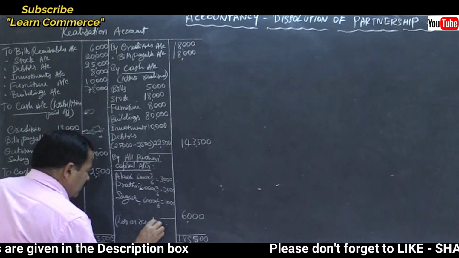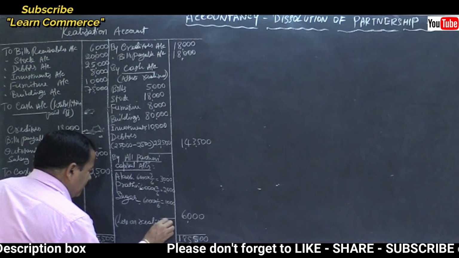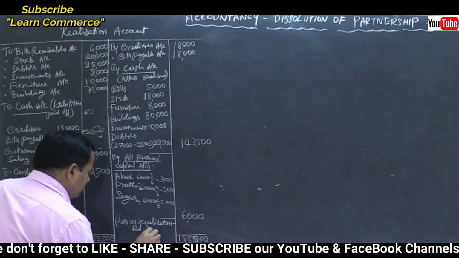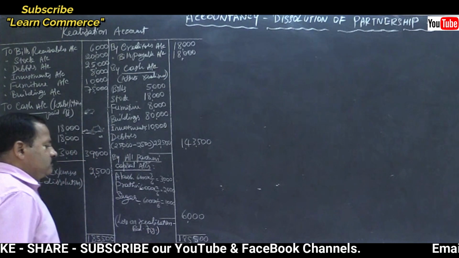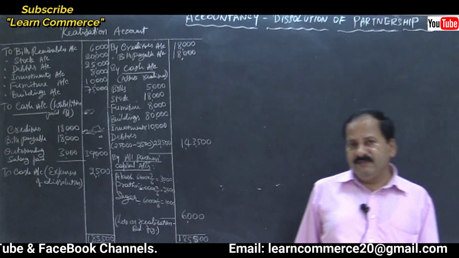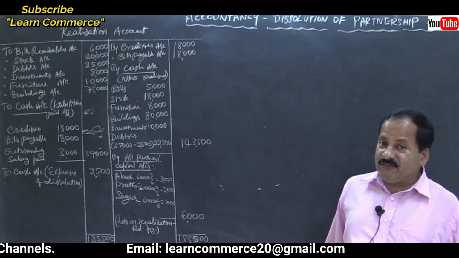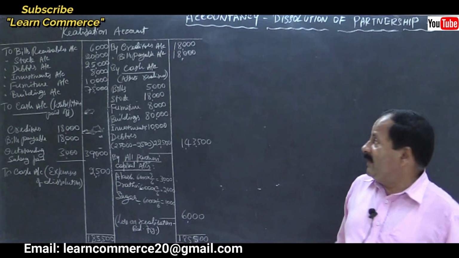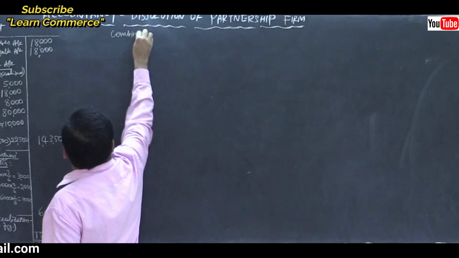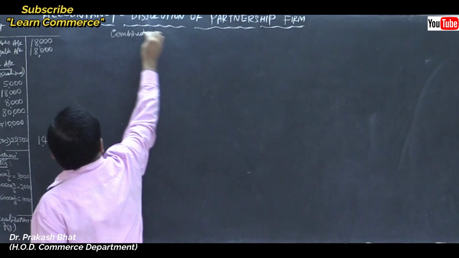Loss on realization, balancing figure. That's all. Your realization account is done. Right? Yes. Let us move on to the next stage. What is that? Combined capital accounts. Yes, open it. Combined capital accounts.